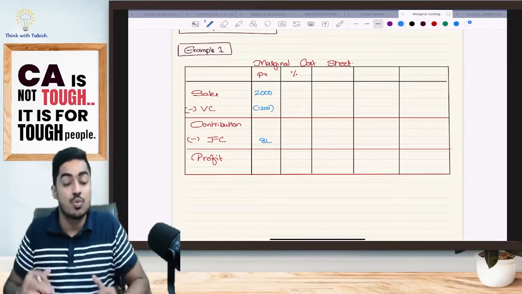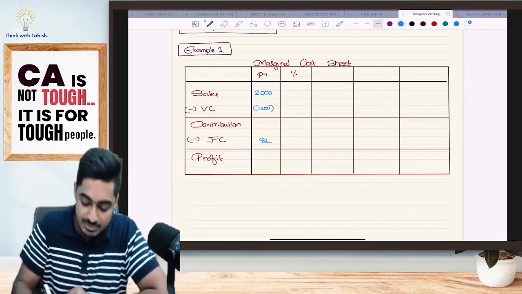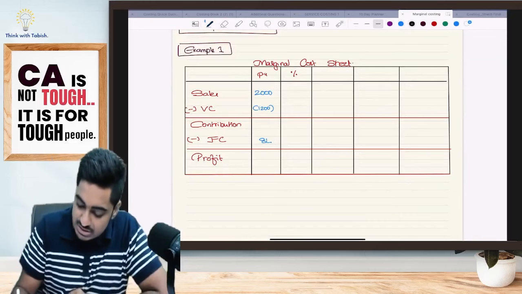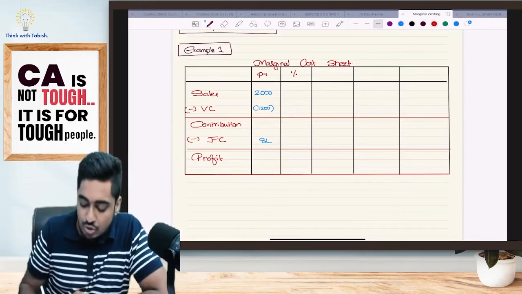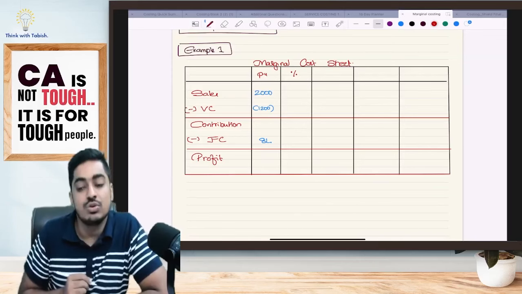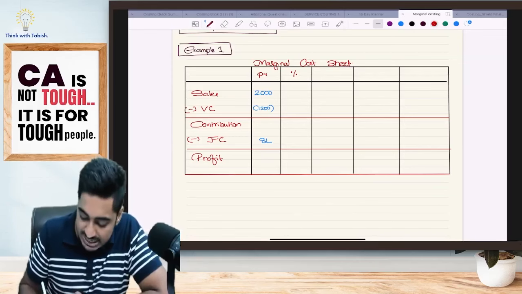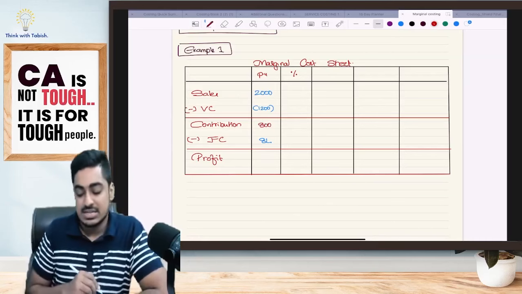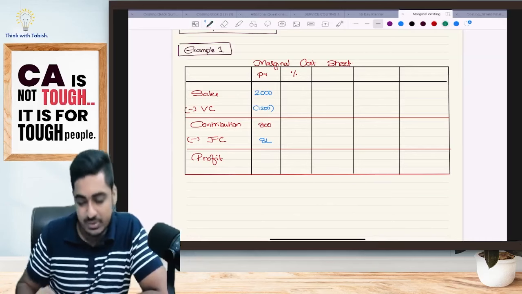Now, based on this, what all can I calculate? First, let me do it. Pay attention, students. I will use red color. 2,000 is my selling price. 1,200 is my variable cost. That means how much cash am I getting by selling one watch? Sir, 800 rupees I am getting. Yes or no, everyone? Yes.